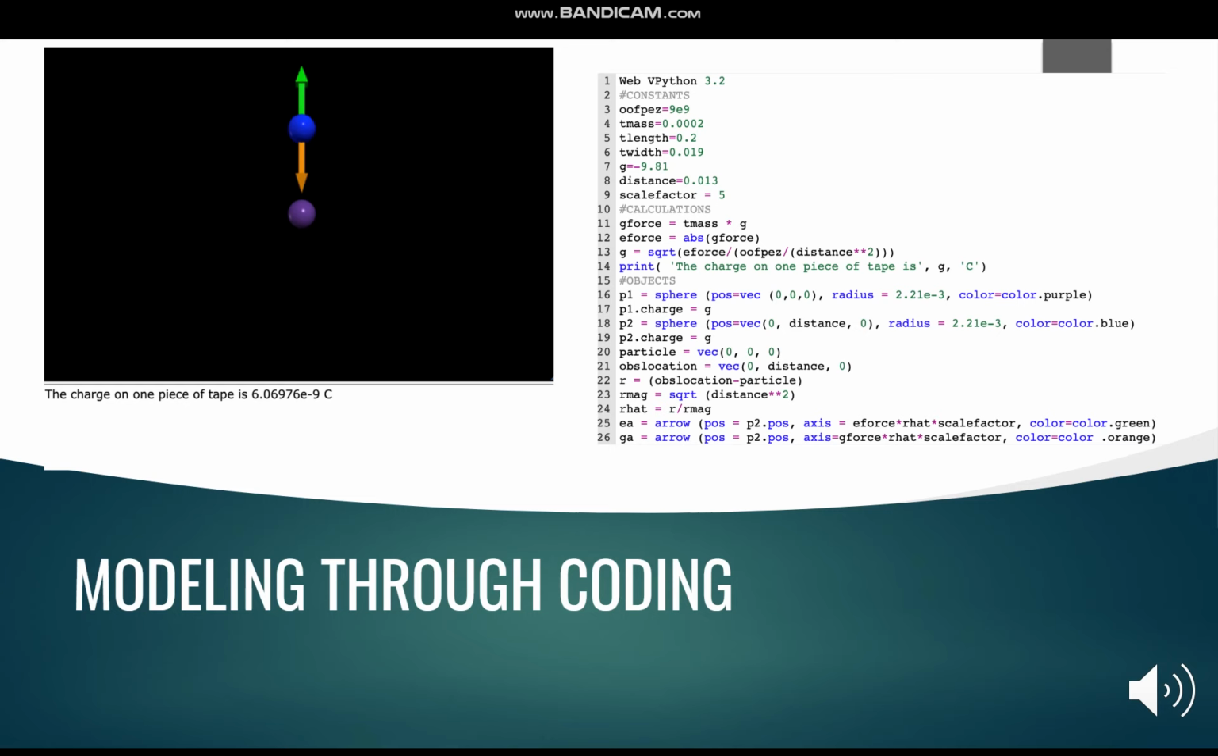So here's my GlowScript. We have two pieces of tape as point charges, as illustrated on the top left. The orange arrow represents the gravitational force, while the green one represents the electrical force. I have also attached the code here of how I achieved this.